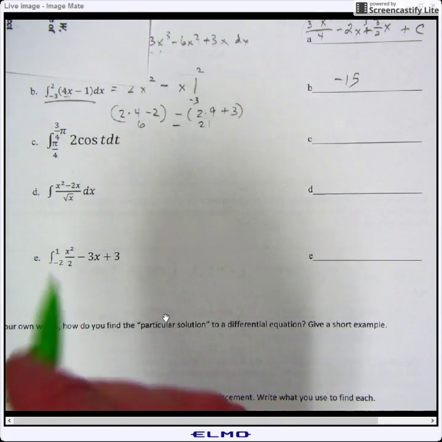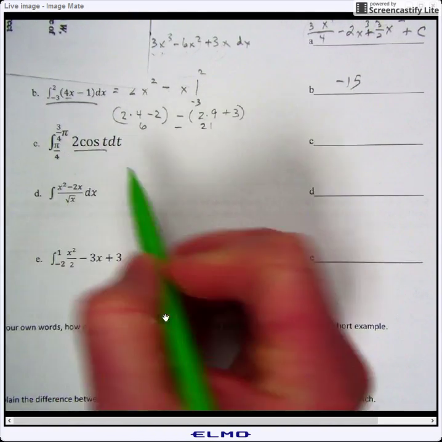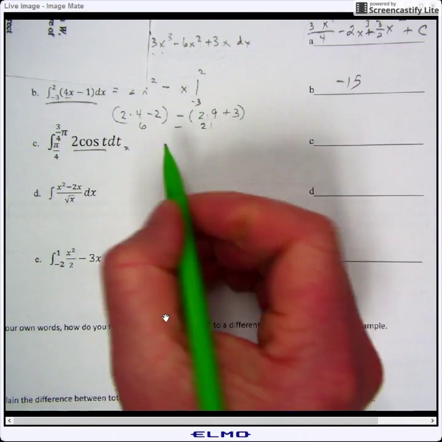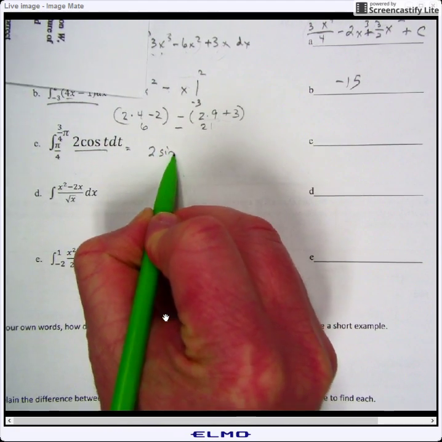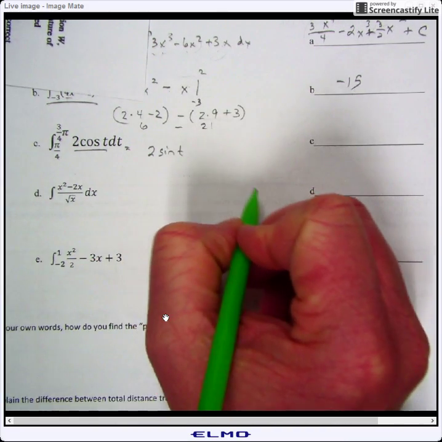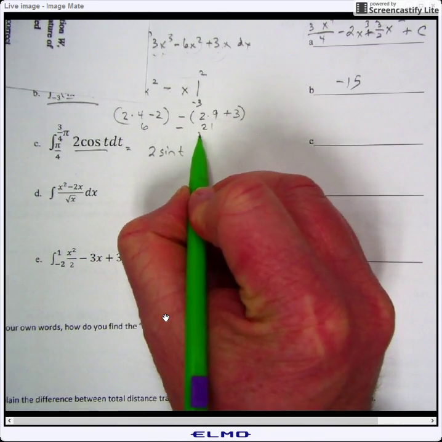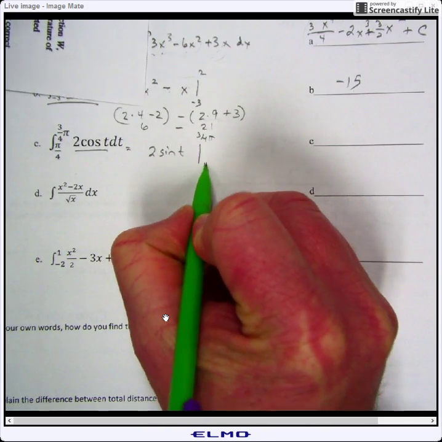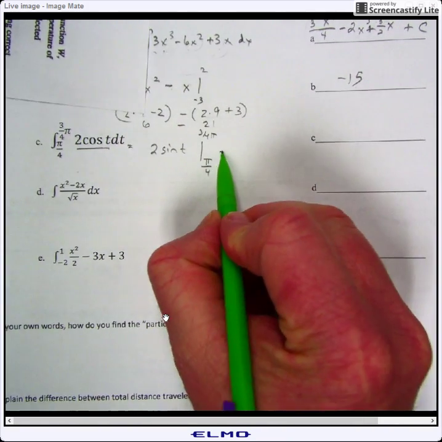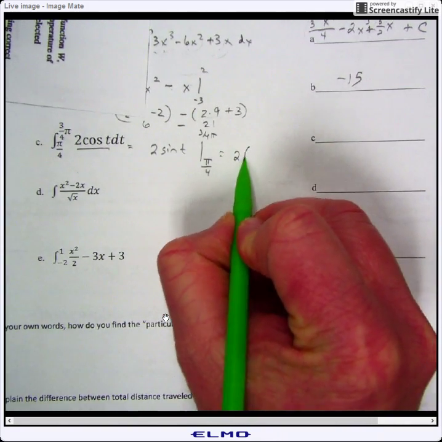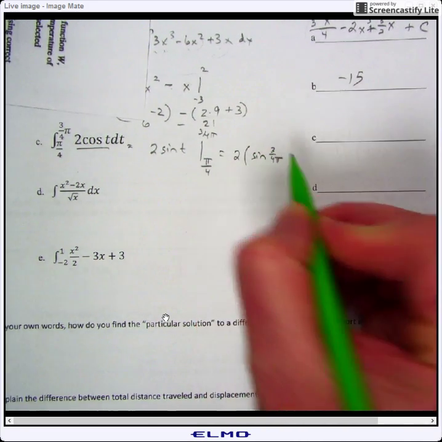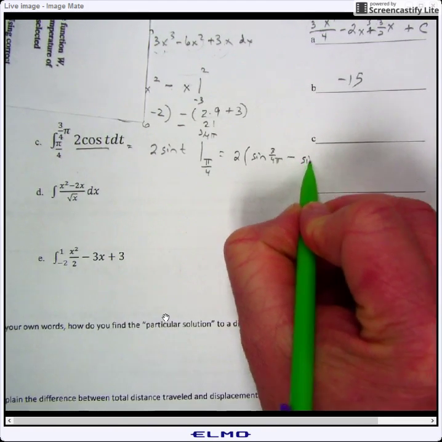Okay, going further here, integral of 2 cosine. Integral of cosine is sine, so I have 2 sine of t. Double check, derivative of sine is positive, so I'm okay there. From 3/4 pi to pi over 4. So breaking this a little bit further, I'm going to take the 2 out. So I'm basically just taking the sine of 3/4 pi minus the sine of pi over 4.